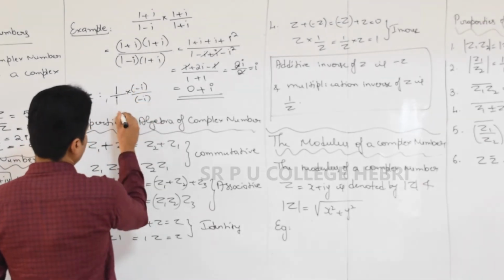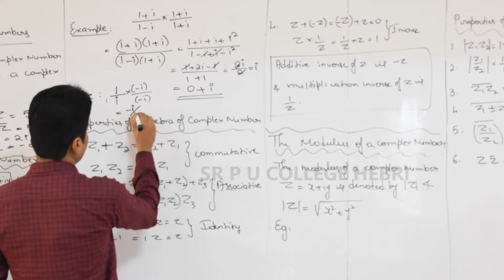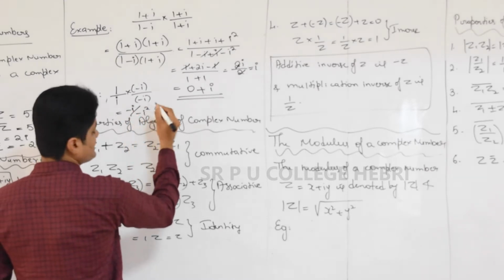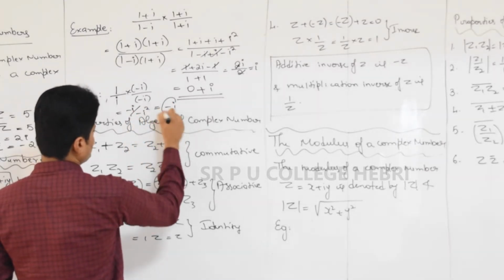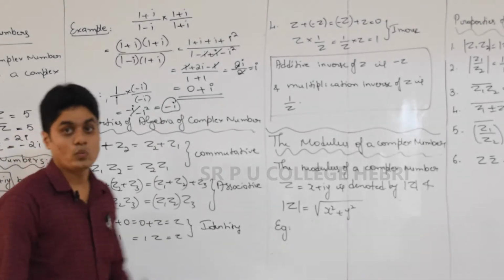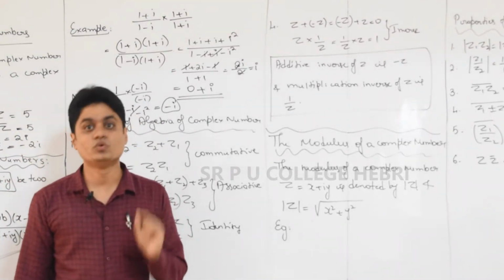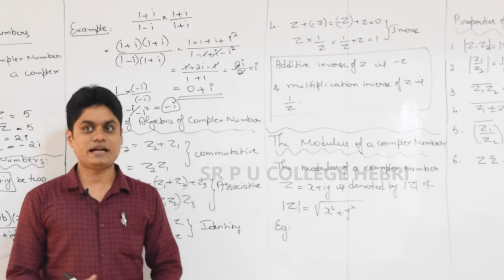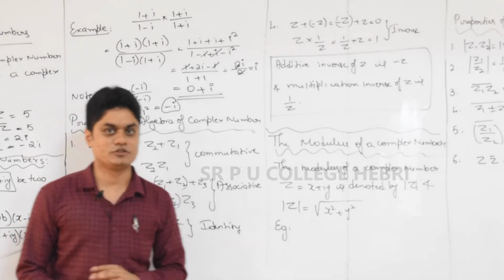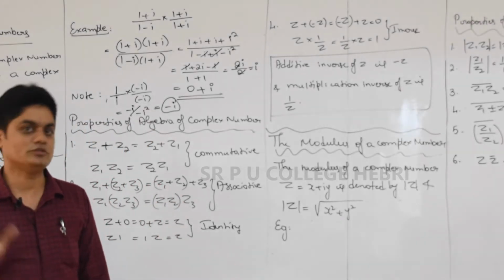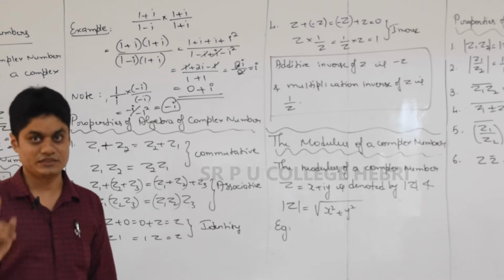So what happens? Minus i by minus i square. What is minus i square? 1. So what is the answer? Minus i. So please remember that 1 by i is equal to minus i. This is a standard value, you have to remember it, that is why it is given as a note. 1 by i is equal to minus i. I hope you will remember this, very important.